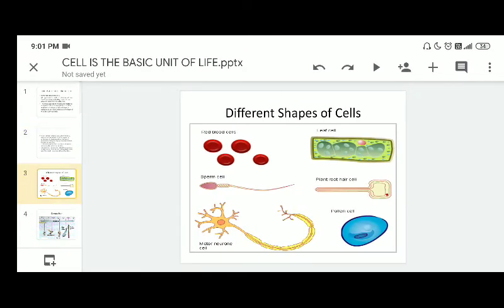Now this is the picture that shows different shapes of the cells. Some are disc shaped, some are star shaped, some are oval shaped, and so on. These are the different cells: red blood cells, leaf cell, plant root hair cell, pollen cell, neuron, and sperm cell.